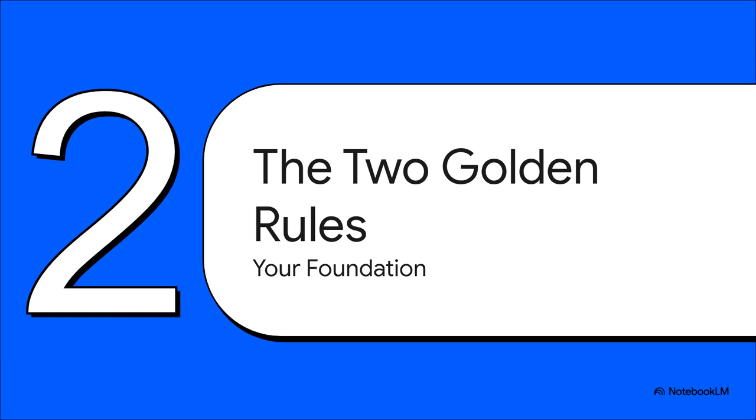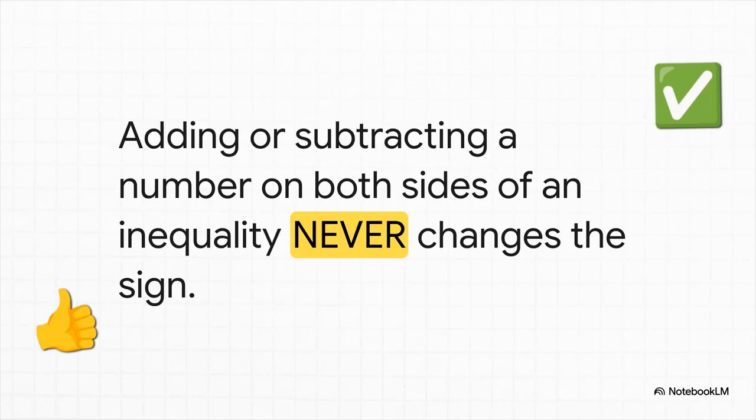Now, before we get to the really cool visual method, we need to lay down the groundwork. For pretty much any inequality problem, it all boils down to two golden rules. If you can master these, all the complicated stuff suddenly becomes way, way easier. The first rule is super intuitive. It's probably something you already know. You can add or subtract whatever you want from both sides of an inequality, and that sign, the greater than or less than symbol, stays exactly the same.